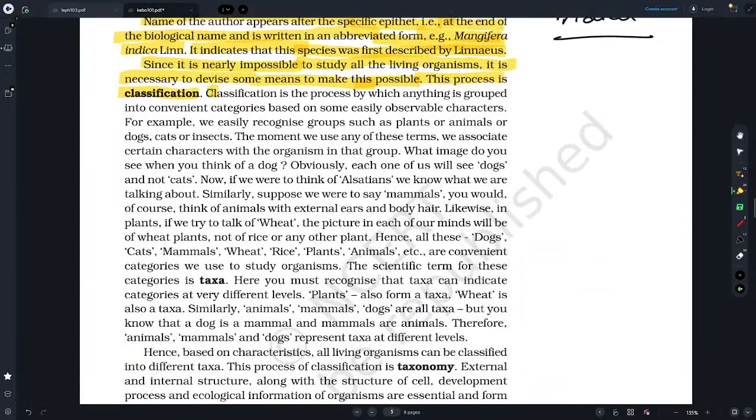As I said here, classification is the process by which anything is grouped or categorized into convenient categories based on some easily observable characters. For example, we can easily recognize groups such as plants or animals, or dogs or cats or insects. The moment we use any of these terms, we associate certain characters with the organisms in that group. What image do you see when you think of a dog? Obviously, each one of us will see a dog and not a cat.